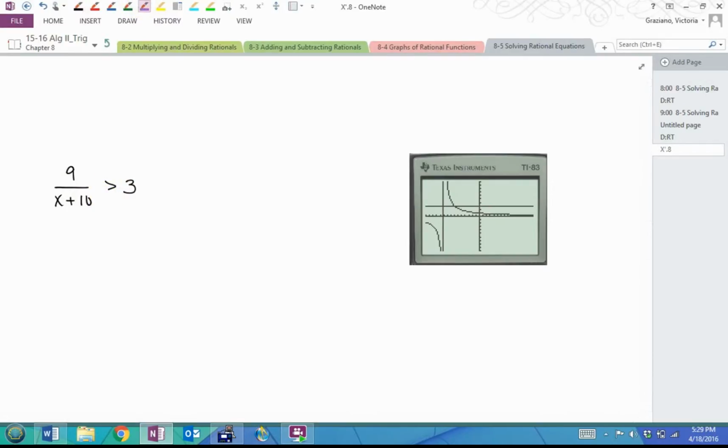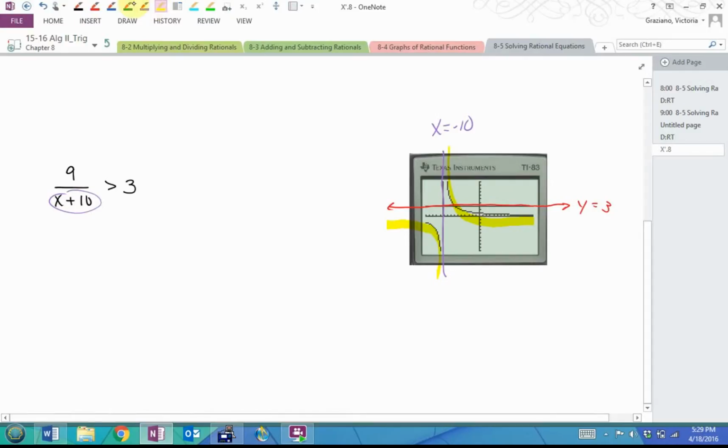I again adjusted the window already because we have an asymptote here at x equals negative 10, and we're not surprised because over here we know that x can't be negative 10. And then I compared to 3. Okay, not all of them are going to be compared to 3, just the two I picked were compared to 3. So this is y equals 3. So the question is, when is this thing greater than 3?